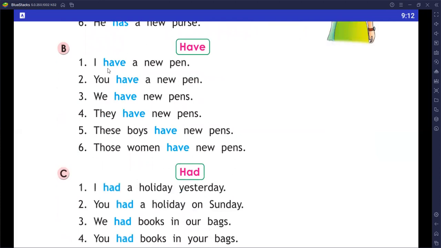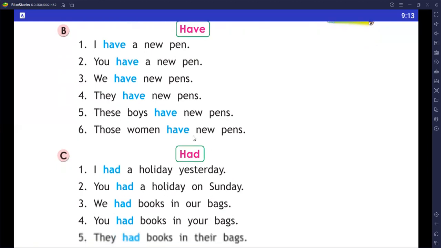We use have with I, you, we, they, these, those. Okay, now read this sentence. I have a new pen. You have a new pen. We have new pens. They have new pens. These boys have new pens. Those women have new pens.